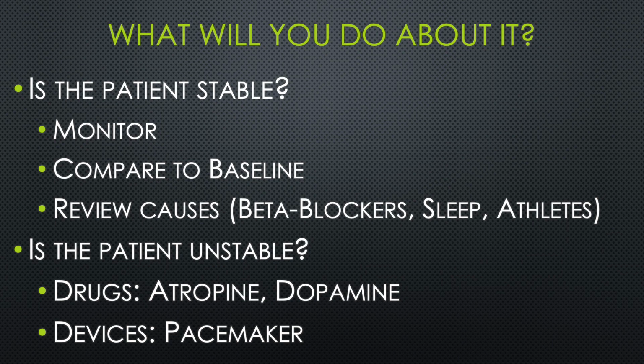So you can use either of those drugs, or you can use a device, and the device we might use is a pacemaker. A pacemaker can be used temporarily, or you can get a permanent pacemaker placed in order to speed up the heart. This is a device that's going to force the heart to beat so many times per minute, and help to make sure that the heart is beating fast enough to get tissue perfusion.